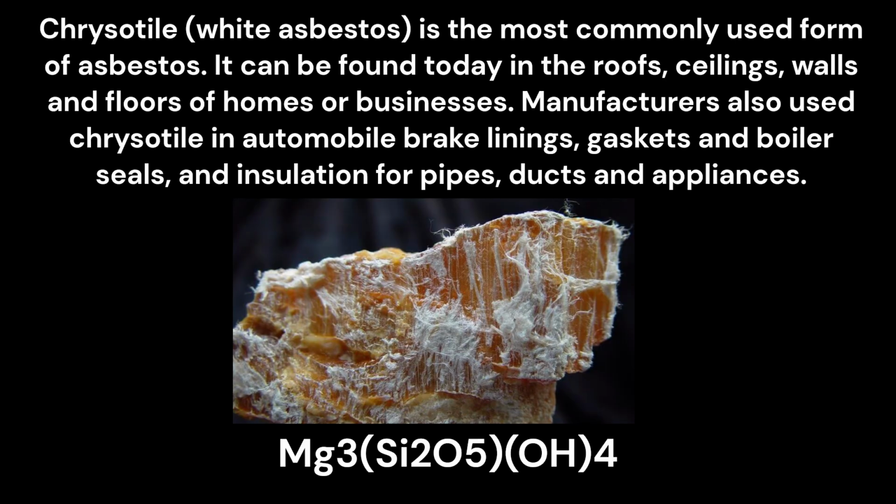Chrysotile, white asbestos, is the most commonly used form of asbestos. It can be found today in the roofs, ceilings, walls, and floors of homes and businesses. Manufacturers also used chrysotile asbestos in automobile brake linings, gaskets and boiler seals, and insulation for pipes, ducts, and appliances.